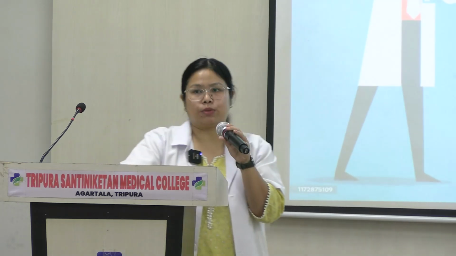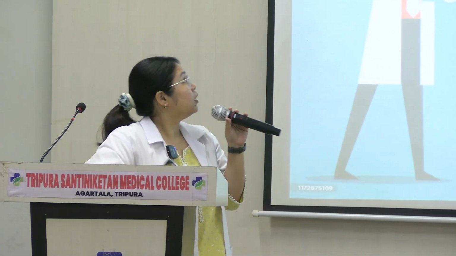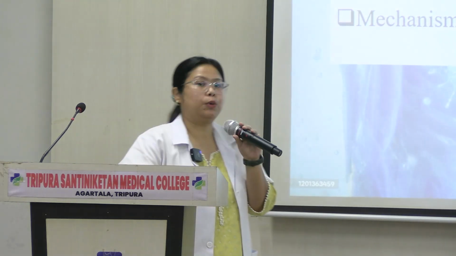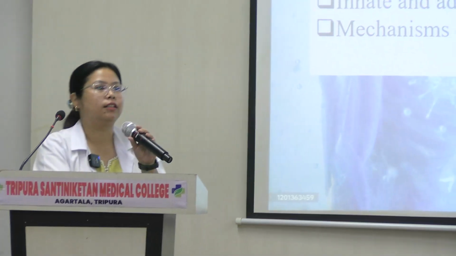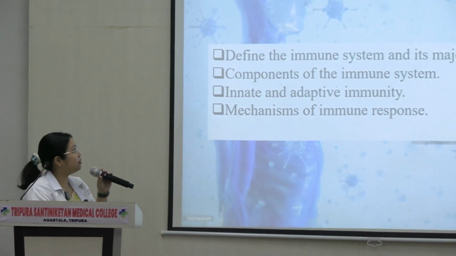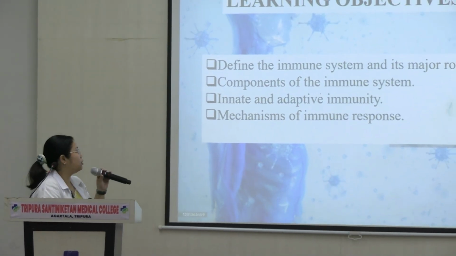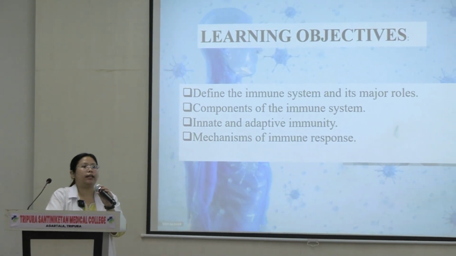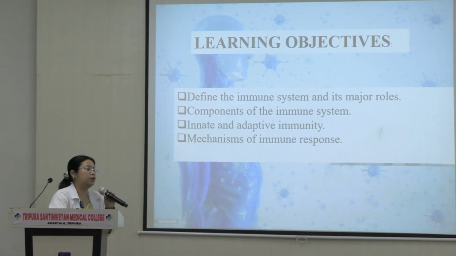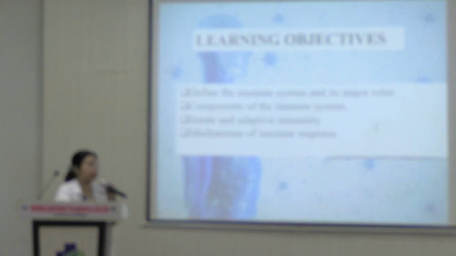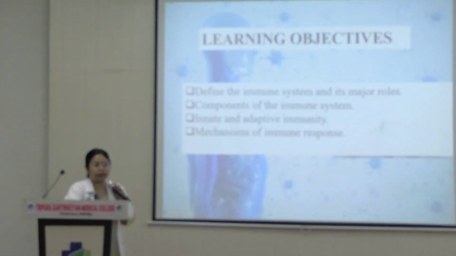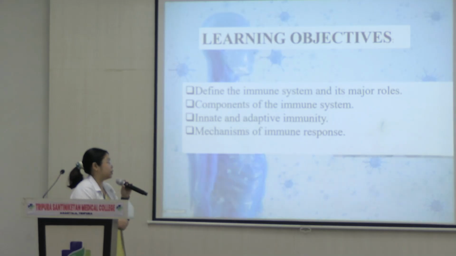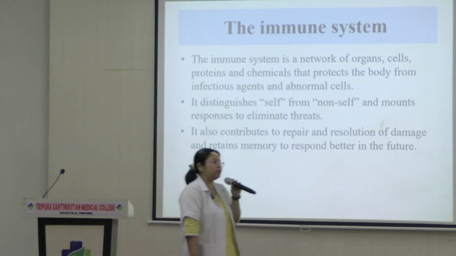Today there are no MCQs, so don't worry. Today we will be learning what immunity is, what the parts of immunity are, what the role of immunity is, and the different types of immunity, innate and adaptive immunity. Then we will learn about humoral and cell-mediated immunity. We will learn the basic mechanism of an immune response. Let's start with what the immune system is.